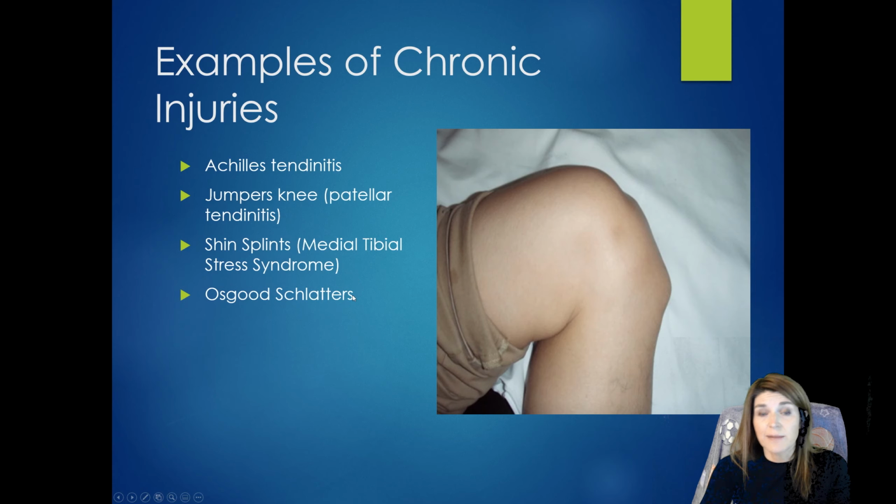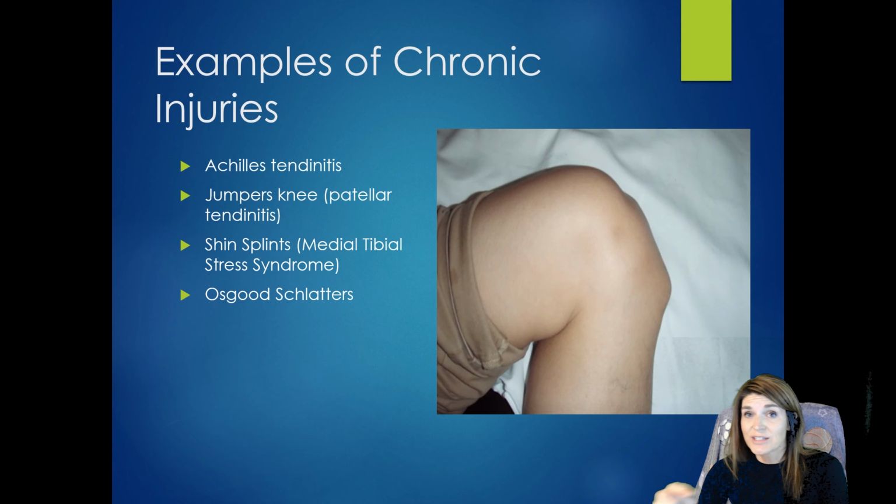So here are some examples of chronic injuries: Achilles tendonitis, jumper's knee, patellar tendonitis, shin splints. Runners, you get those a lot. This is Osgood-Schlatter's that you're seeing here. That typically goes away as a young person gets older. But it's not like we can say my Achilles tendonitis happened here. It hurts, and then sometimes it doesn't, and then it hurts again, and then sometimes it doesn't. Sometimes it's just chronic, all the time pain. That's probably the worst case scenario for a chronic injury.